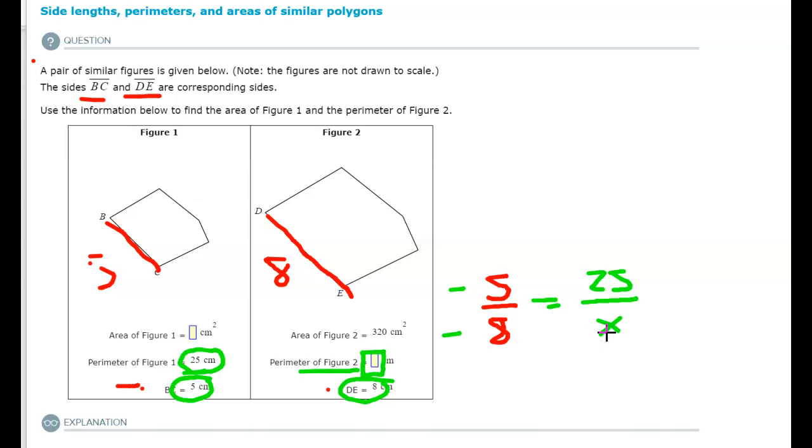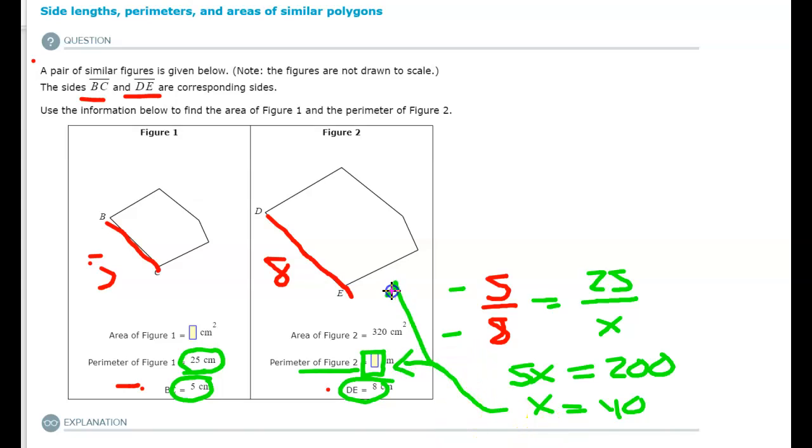So a couple different ways we can do this. I think it's probably easiest if we just cross multiply and do 5 times x, and that gives me 5x. And then we're going to do 8 times 25, and that's going to give me 200. So then x is equal to 40. So that means the perimeter of the second figure is 40. Okay, now let's go ahead and take care of the area.